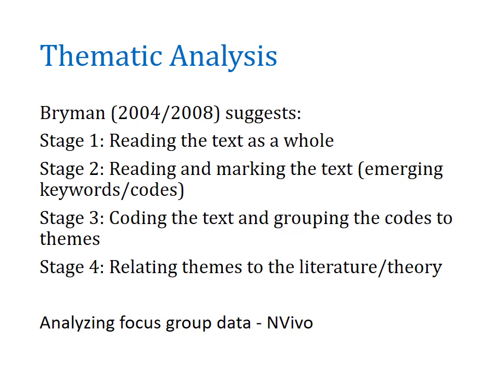Thematic analysis: as you know, I would like to suggest some references, Braun and Clarke 2004 and 2008. Stage 1 is reading the whole text; stage 2 is reading and marking the text, with key codes emerging; stage 3 is coding the text and grouping the codes into themes; and stage 4 is relating the themes to the literature and theory. These are the 4 steps suggested by Braun and Clarke. Inshallah, when we discuss thematic analysis and analyzing focus group data on NVivo, we will also take a separate session on thematic analysis.